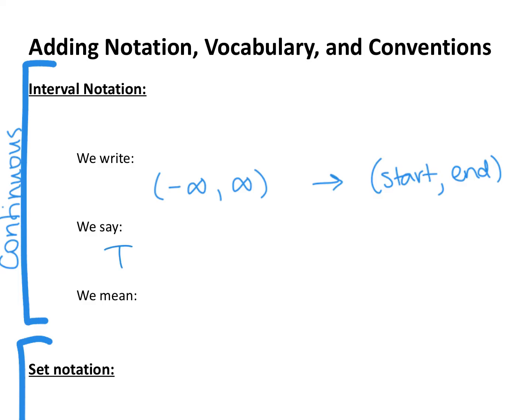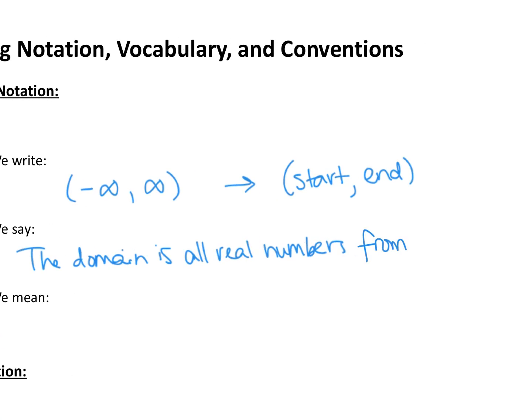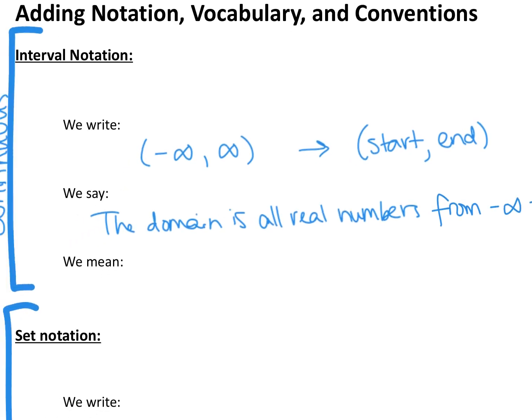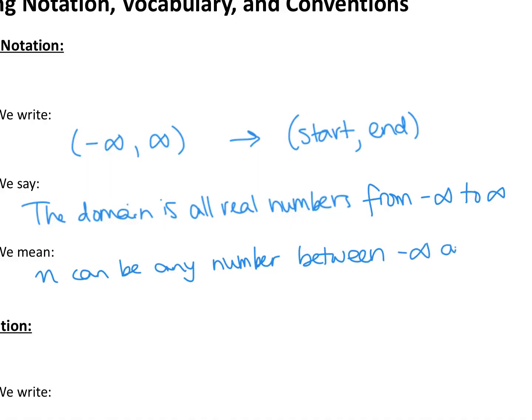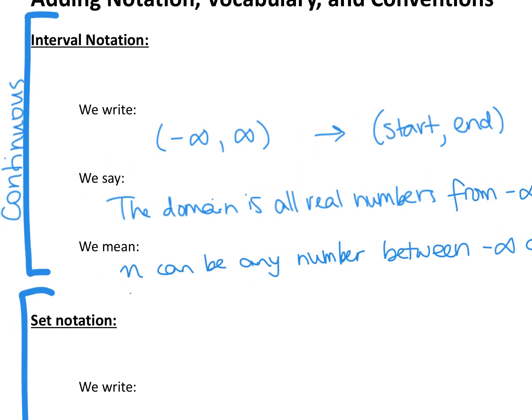We would say the domain is all real numbers from negative infinity to positive infinity. And well, what does that mean? That means that n can be any number between negative infinity and positive infinity, and this includes decimals.